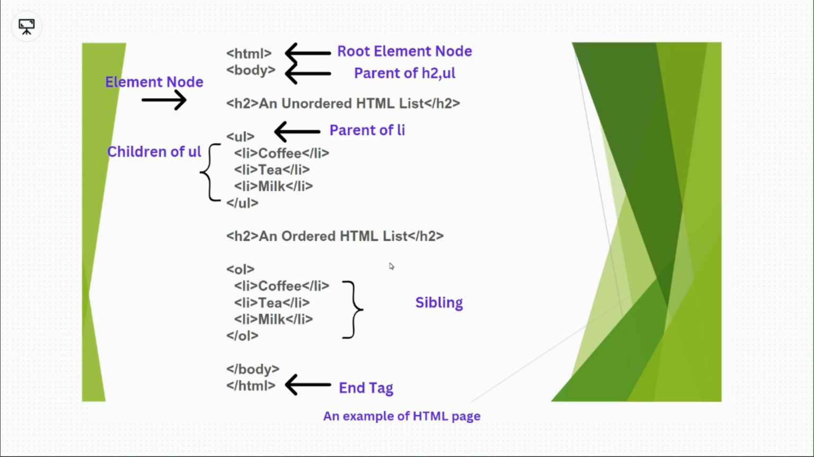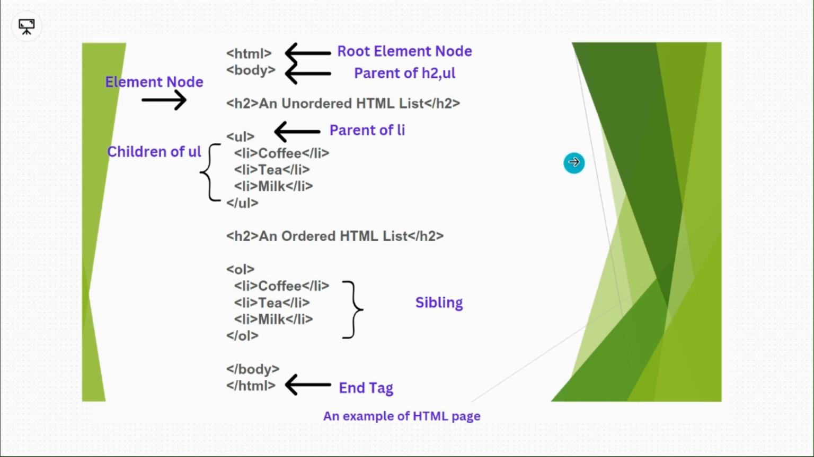This is an example of HTML code from a web page, and if you see, the first element is HTML. So this is called the root element node. This is the root element. This would be available in all HTML files. So this is the first node of your HTML document. This is the root node.